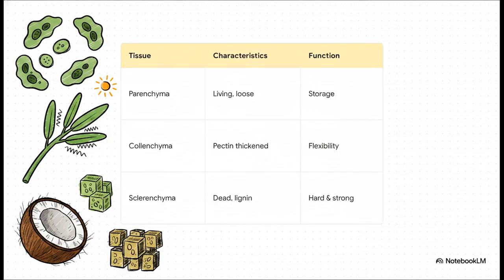Next is Collenchyma. These are living cells too, but they have these unevenly thickened corners because of a substance called pectin. Think of pectin kind of like rubber. It gives the plant essential flexibility so fresh twigs can bend in the wind without snapping. And finally, Sclerenchyma. Believe it or not, these are actually dead cells. They have incredibly thick walls cemented by lignin, creating this hard, strong, woody armor. Think of the tough, unbreakable husk of a coconut.